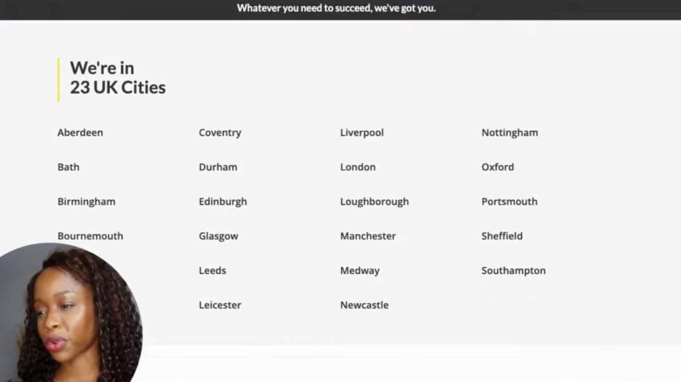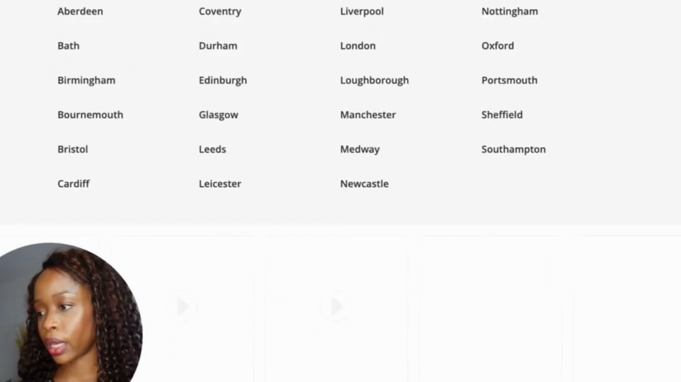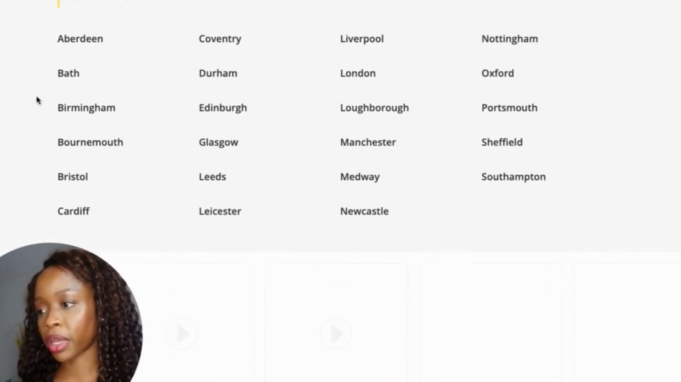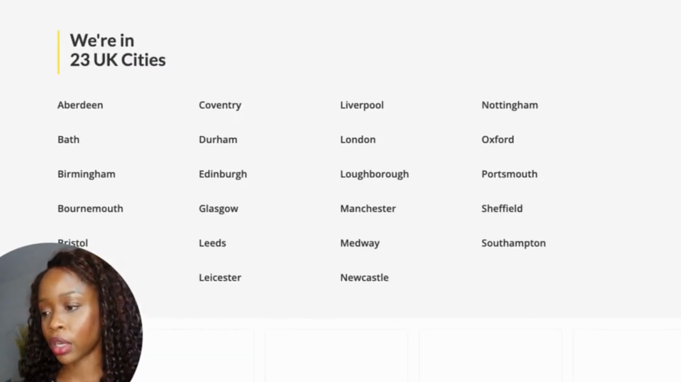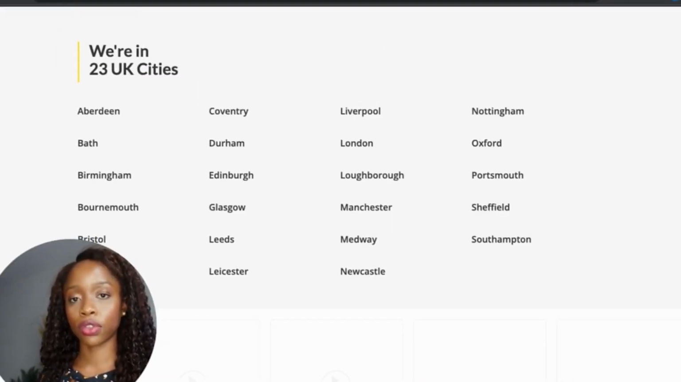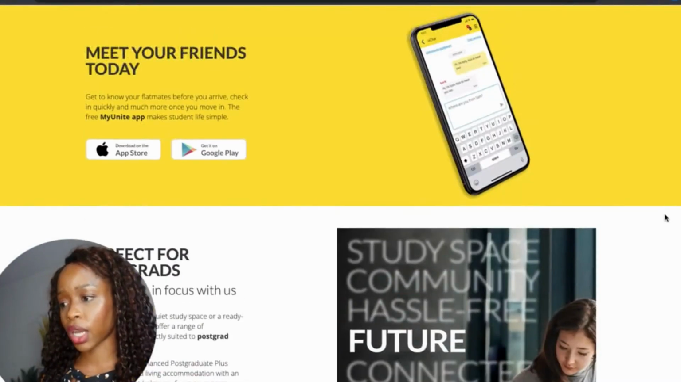So, if you scroll down below, you can see exactly what cities they're based in. You can see that they're based in 23 UK cities, including Aberdeen, Bath, Birmingham, Bournemouth, Bristol, Cardiff, right up to Sheffield and Southampton. If you're studying at any of these institutions in any of these major cities, then do make sure you have a look, check them out.